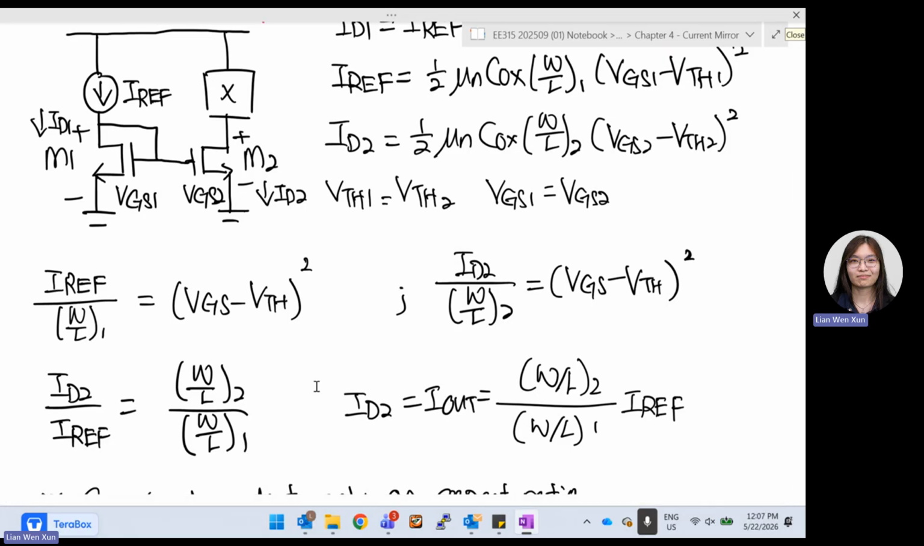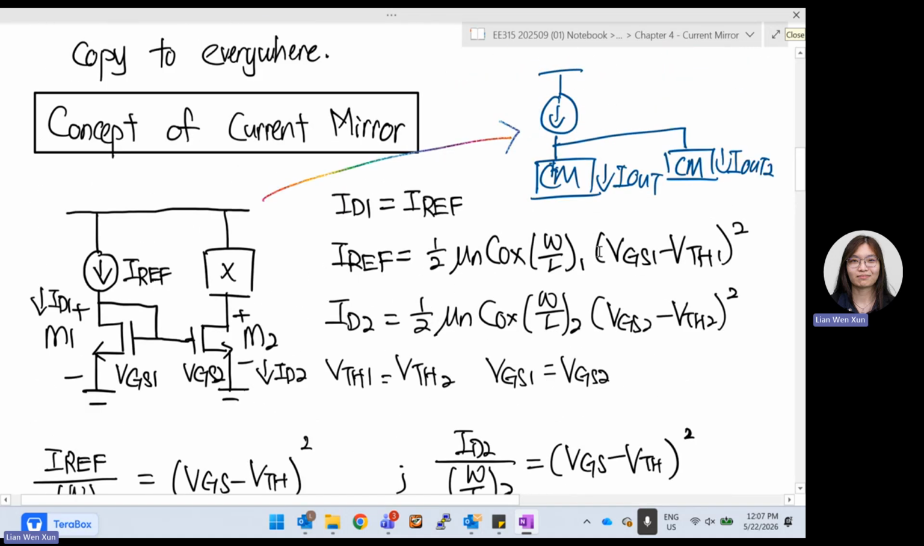So if I want to find the current flowing at ID2, it is just the sizing of number 2 divided by the sizing of number 1, times IREF. Now you can see I have eliminated mu n and I have eliminated VTH. I am left with sizing, and I can use sizing to control the current that flows to my ID2. Usually we copy something smaller from IREF. So maybe you want ID2 to be half of IREF. You just make the sizing of number 2 two times smaller than number 1. So we can do this copy.